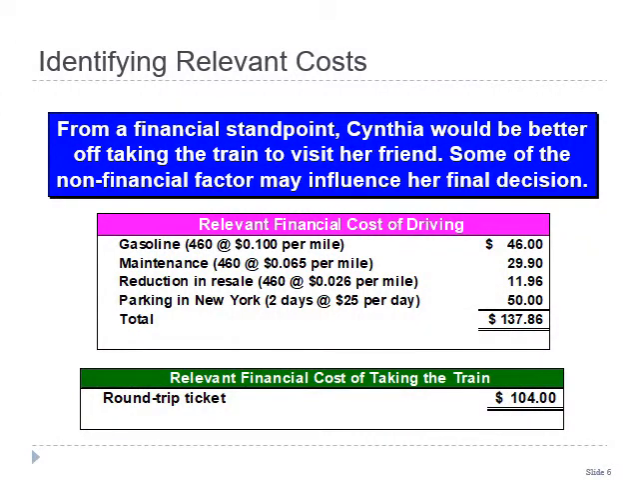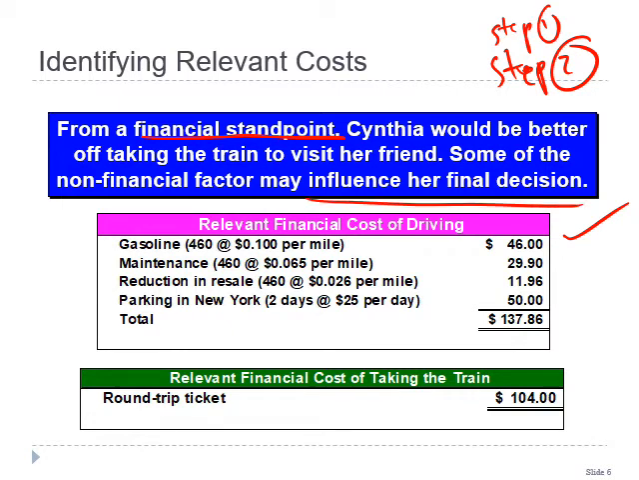So we have successfully completed our step one of clearing out the categories: which cost is relevant, which cost is not relevant. And now we are moving towards our step two, which is where we base our decision. So we just put down our relevant costs. From the financial standpoint here, Cynthia would be better off taking the train to visit her friend. Some of the non-financial factors may influence her final decision, if we allow a dollar value to those, which we can't calculate right now.